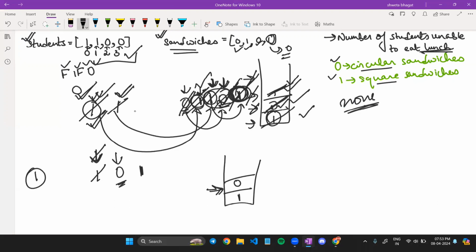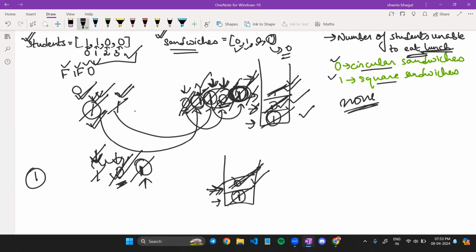So he will come over here and we will move to this. So we will see that this student wants a circular sandwich. And what is at the top? At the top, we have a circular sandwich only. So what will happen? This student will get his order and we will remove this sandwich. Why? Because this sandwich was taken by this child, correct? Now we will reach this child. And what is at the top? At the top, we have a square sandwich and this child wants a square sandwich. So this child will get his square sandwich and we can see that both of these children were able to eat their lunch, correct? Because both of them got their preferred order.